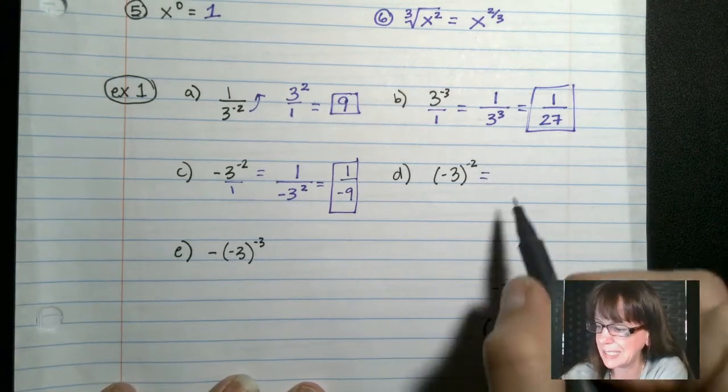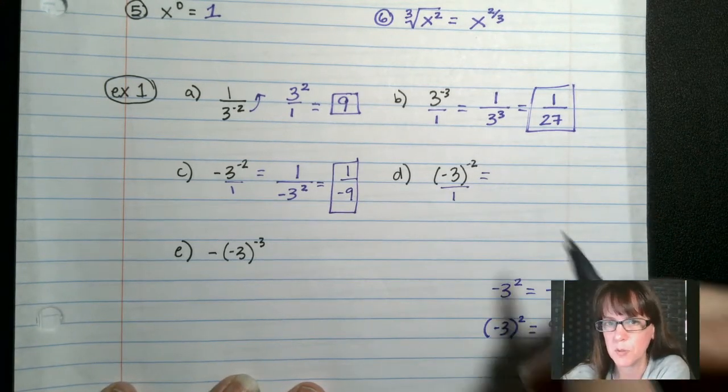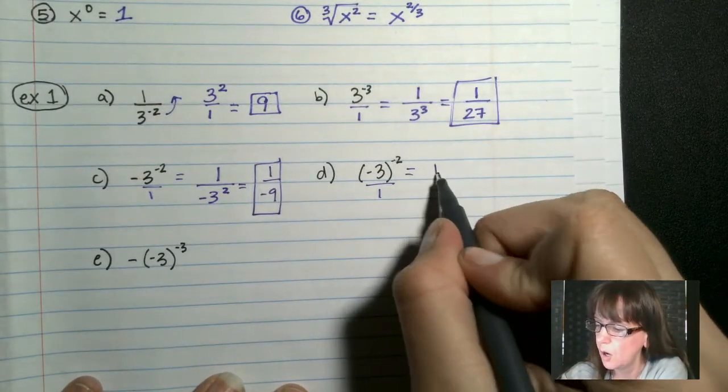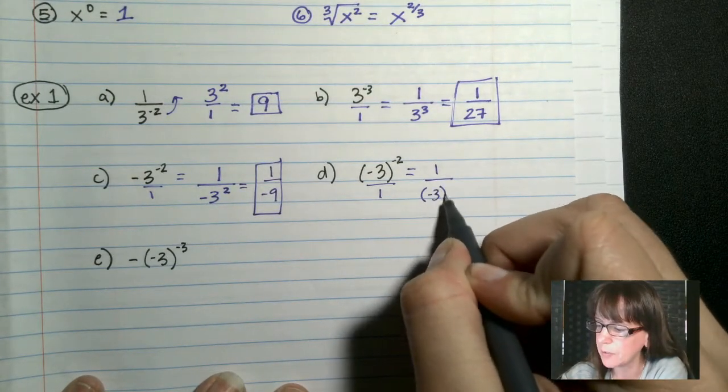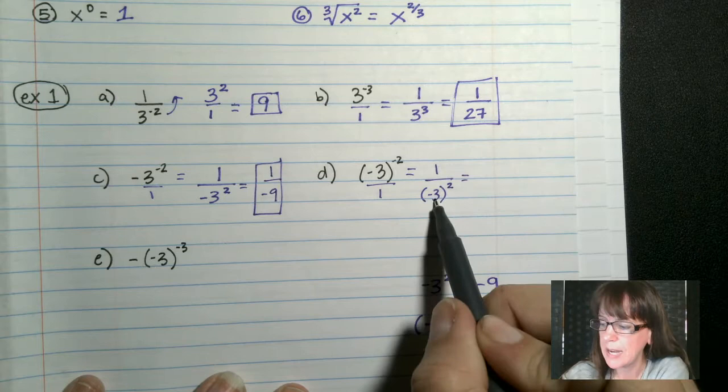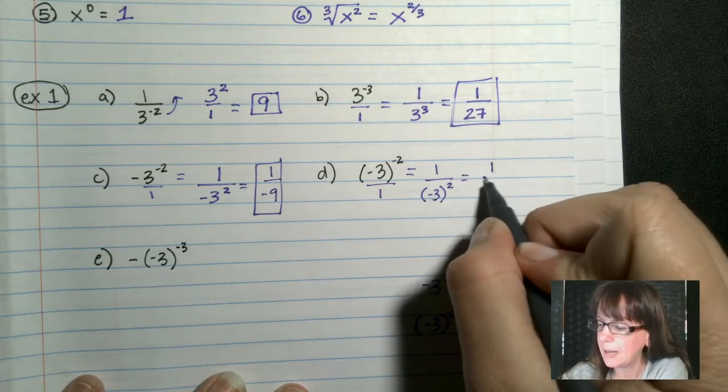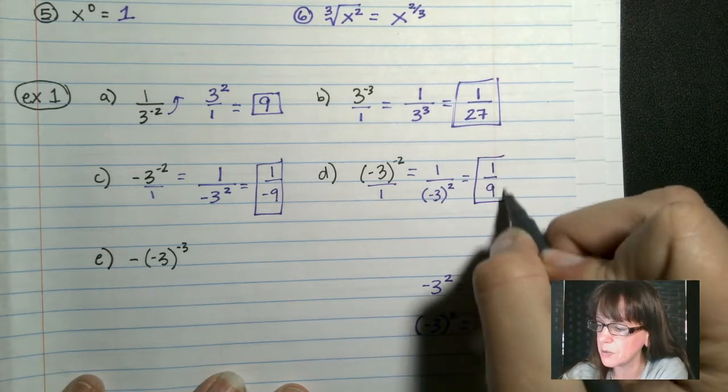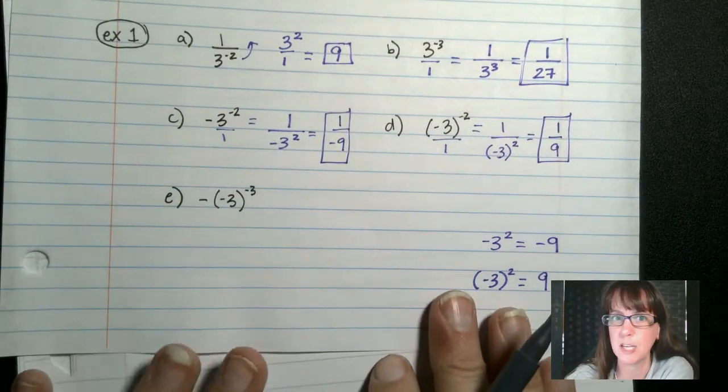What about this guy? Okay, so this is exactly what I was talking about. It's currently upstairs with a negative attitude. Let's move it downstairs. 1 over quantity negative 3 squared. So negative 3 times negative 3 is positive 9. So you see the difference that parentheses make? Man, that is going to be a huge one.